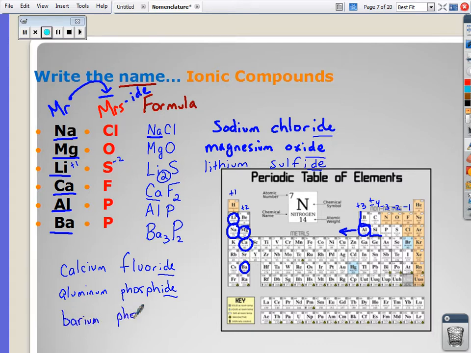Barium phosphide. So again, don't get confused. All the little numbers, all the little subscripts down here just tell you how they're playing throw and catch. Your most important thing to look at here is: is it a metal? If the first one's a metal, it's ionic, and it's playing throw and catch, and it's a Mr. and a Mrs. Okay, and again, you can rewind this for help.